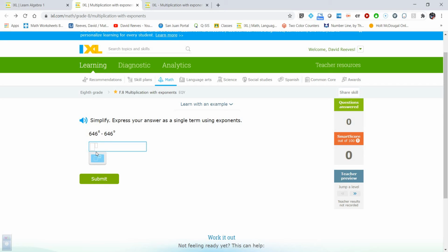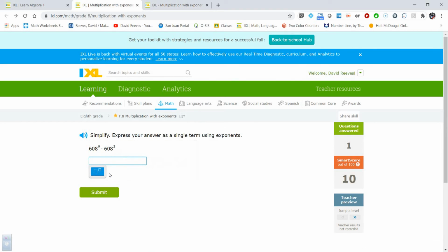So I'm going to click on that little box down there, and what was my base? It was 646. I had 8 of them being multiplied here, and I had 9 of them being multiplied there. That's going to give me a total of 17 of them being multiplied. Notice the bases stay the same, and you add the exponents.